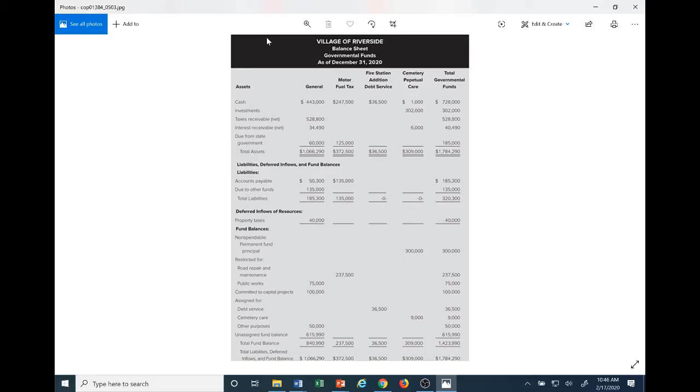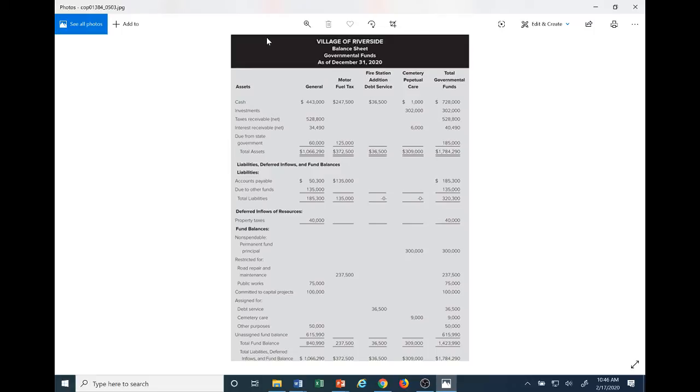So let's just look here, so that we know that moving down, that's the formula, right? We have assets, deferred outflows, liabilities, deferred inflows, right? But then next, remember, we have to display whether we have major funds or non-major funds. Well, the general fund is always major, right? So it's always going to have its own column. So that's why we see the general fund here.